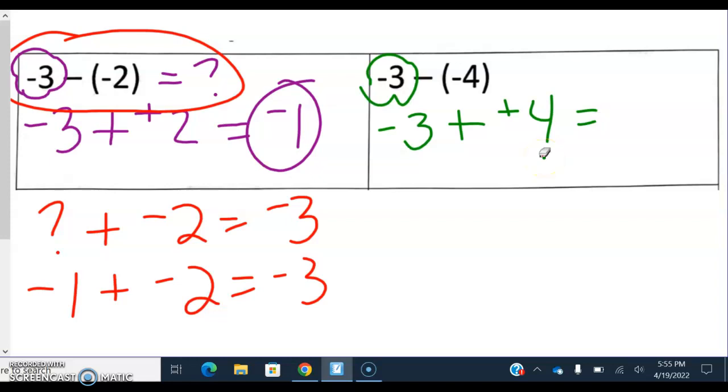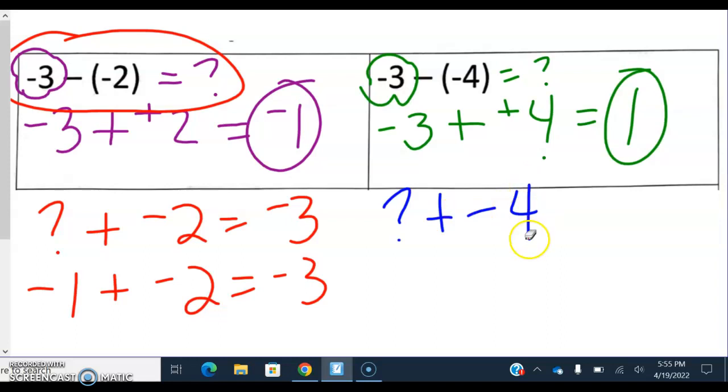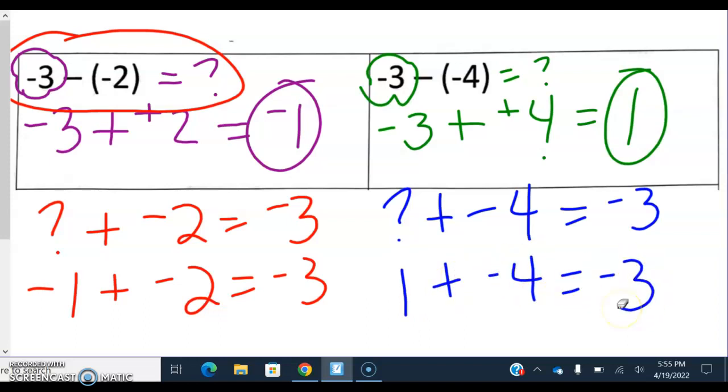4 minus 3 is 1. And take the sign of the greater absolute value. Well, -3 is 3 from 0, and 4 is 4 from 0. So we want a +1. Now, if we think about it as question mark and rewrite it, we could say question mark plus -4 equals -3. Well, that would have to be 1. 1 plus -4 does equal -3. So we can always check by using our fact families.